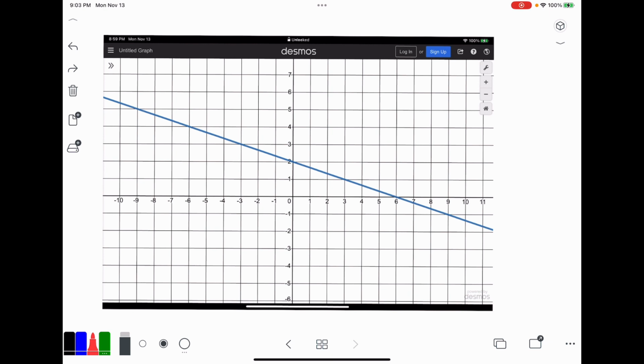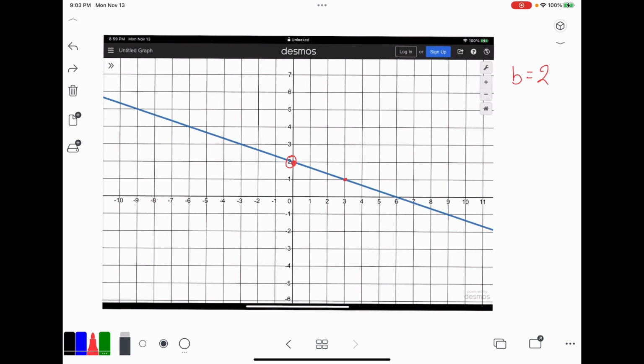Now let's take a look at this line. So by looking at this, immediately we can see that the y-intercept is 2. Now, picking any 2 points we want, I guess let's get this point and this point. First of all, notice the slope is decreasing. It's going down as we move to the right. So that tells us the slope is going to be negative.